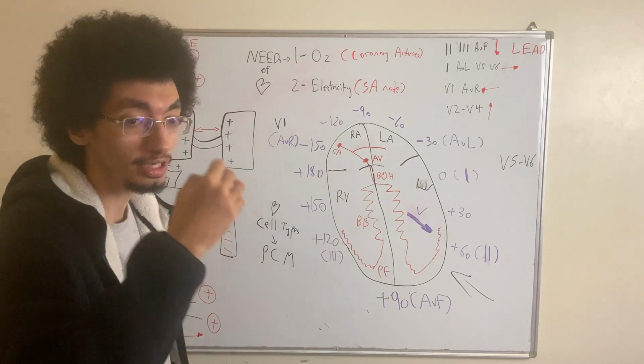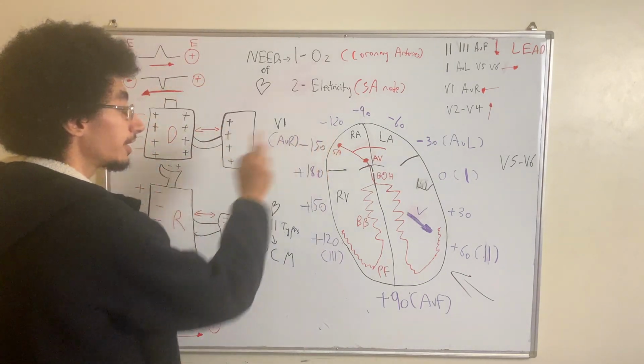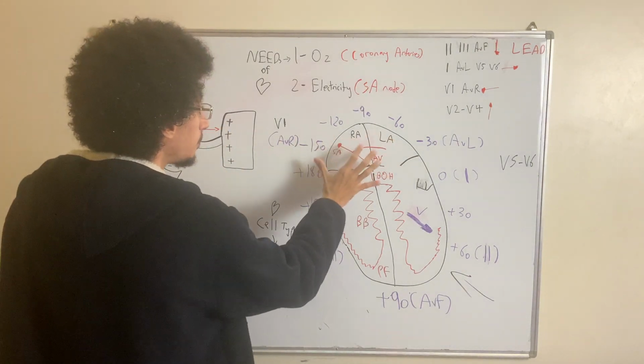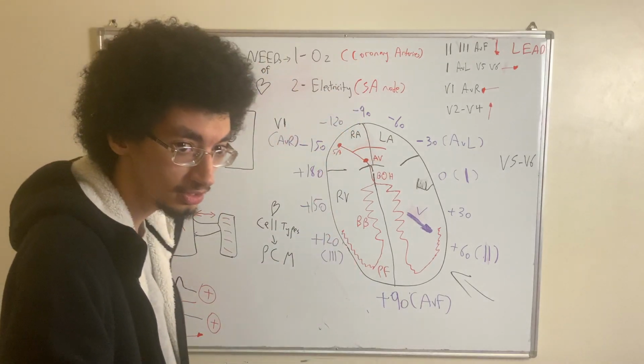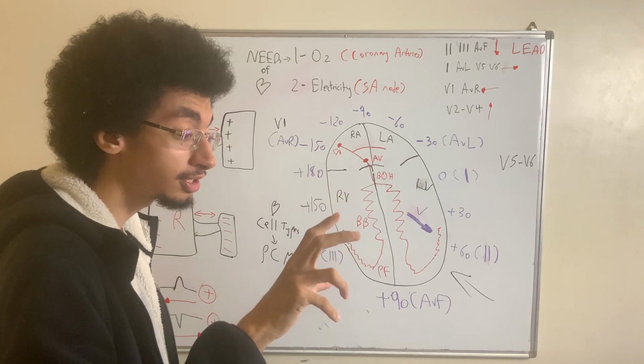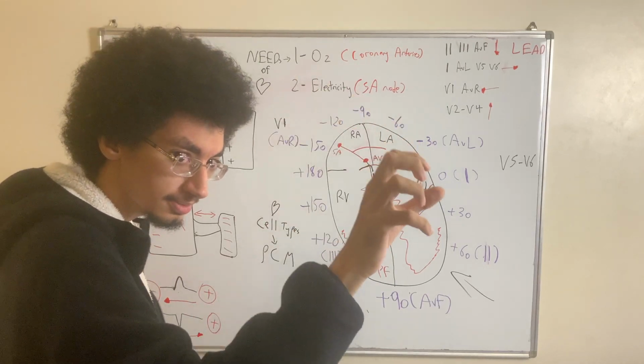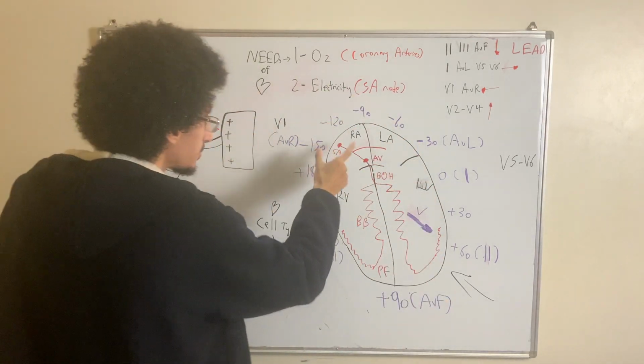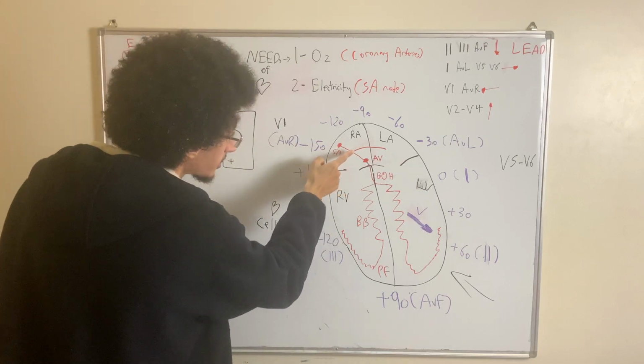The SA node generates the action potential. And once it generates this action potential, it will depolarize the right atrium first. And once the right atrium is depolarized, it will subsequently contract. Alright? Then, once the right atrium is depolarized, there is a shortcut.